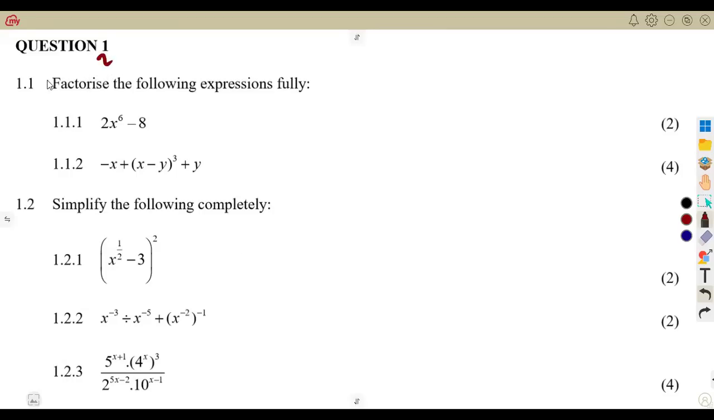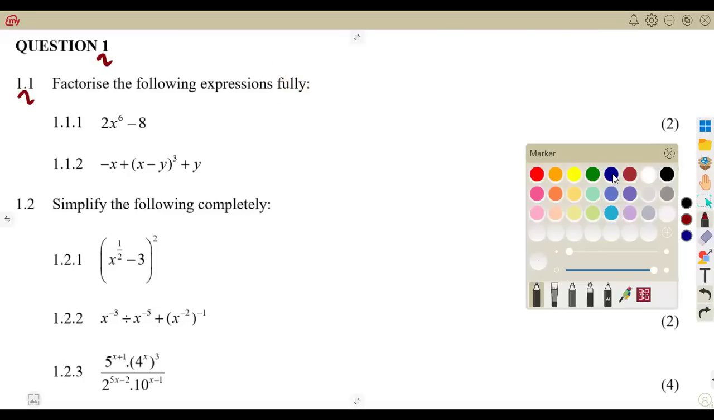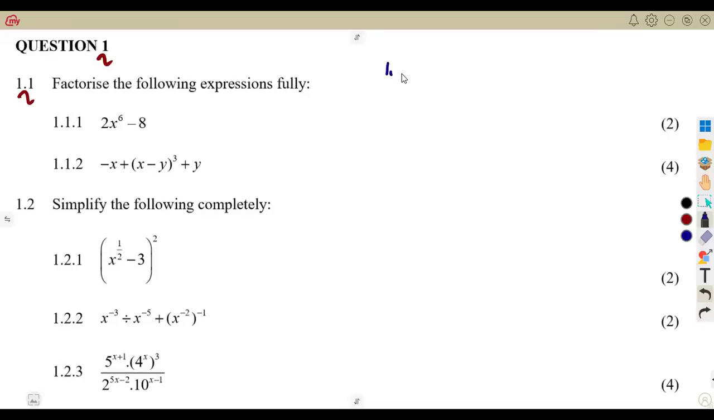On question number 1, you are given 1.1 to factorize the following expressions fully. We are supposed to factorize completely, that is to factorize fully. We're supposed to make sure that the factorization is done up to the last stage. All right. So let's consider the first part of our question, which is 1.1.1.